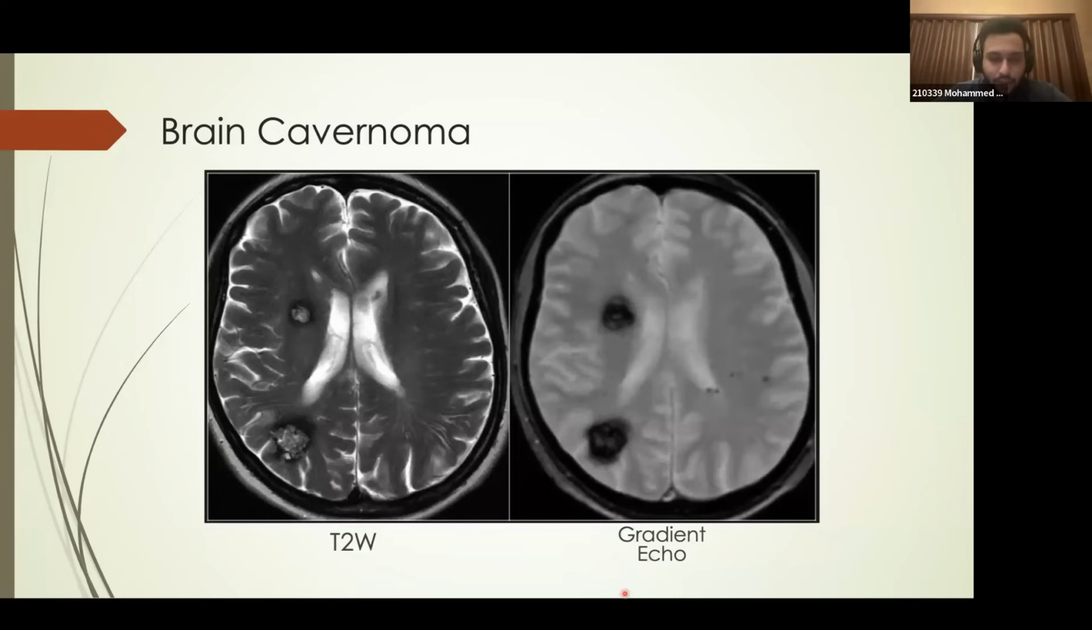A gradient echo will help you visualize this artifact. It's much more sensitive, not specific, sensitive to these artifacts. So you can clearly tell it here. That's all you need to know for this. Gradient echo, I think, might be covered in the physics section, but that's pretty much it.